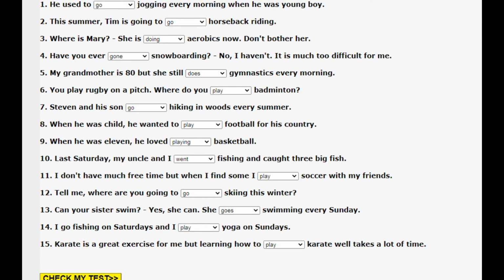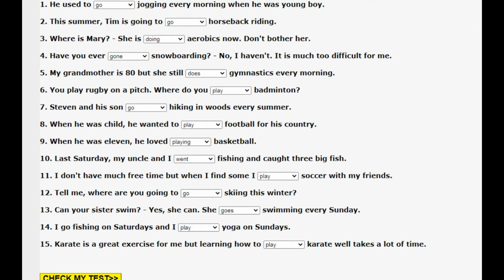Number 12, Tell me, where are you going to go skiing? Playing skiing or do skiing? Which of these three verbs do we use with another verb, the ing form? Remember, we use go. Remember? So you say, tell me, when are you going to go skiing this winter?